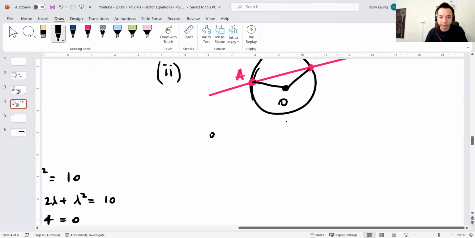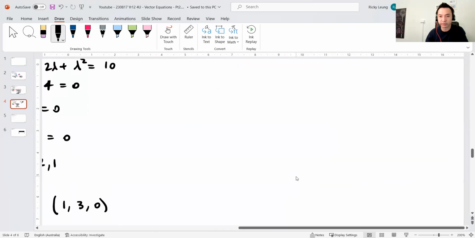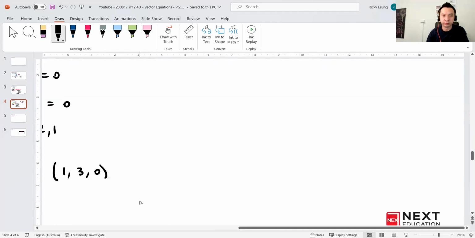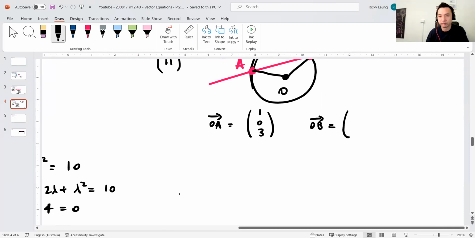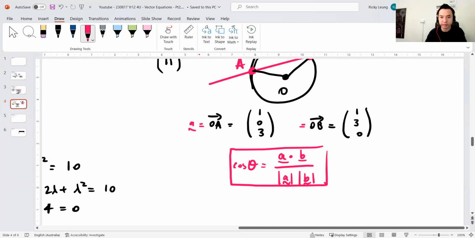I know that vector OA is the column vector for the coordinate of A, which was (1, 0, 3). Let me write that down. And OB is the column vector (1, 3, 0). They want me to find the angle. So the formula that we're applying is cos theta equals A dot B over magnitude of A times magnitude of B, where obviously this one is A and this one is B.